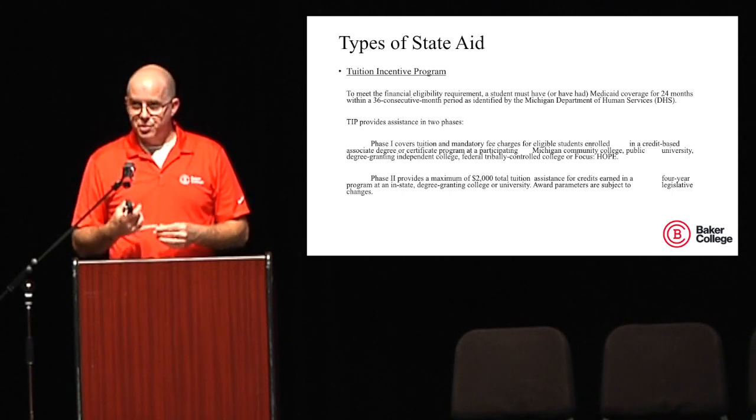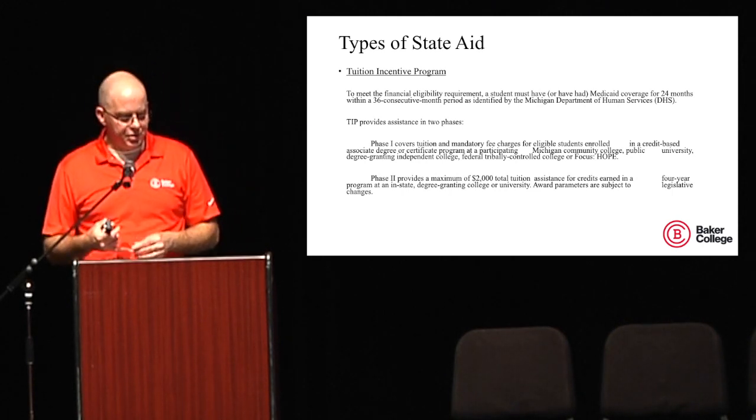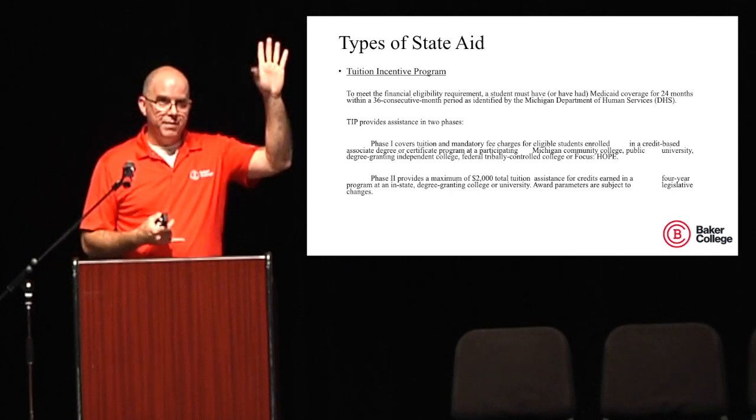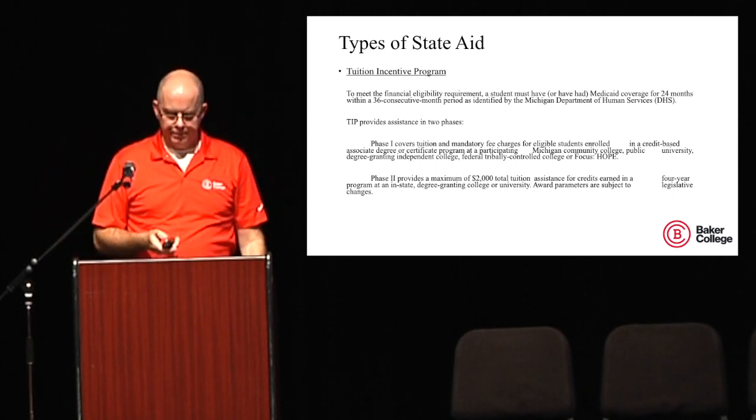Once the student earns their associate's degree, and if they're working on a bachelor's degree, then they can receive what's called phase 2 TIP, which is 5 $400 checks.